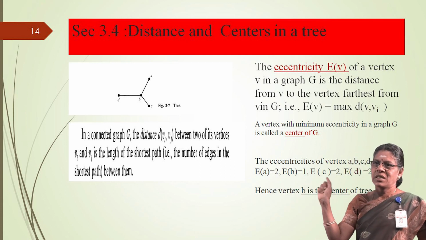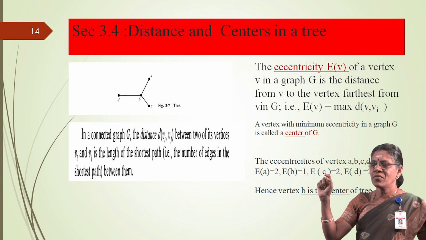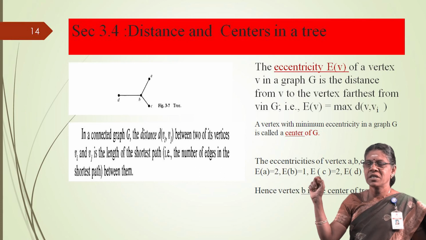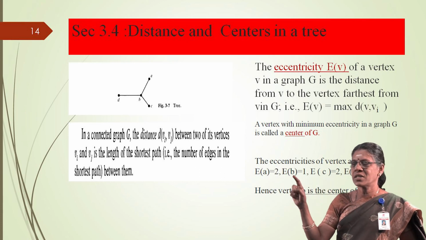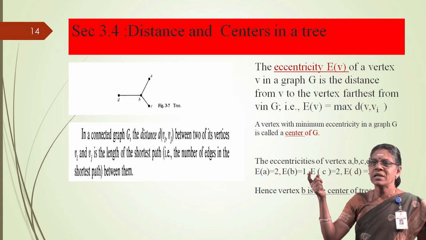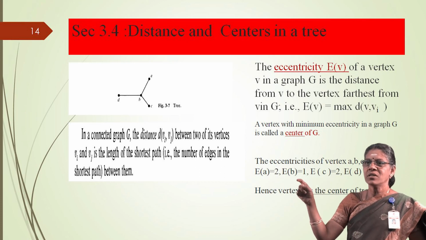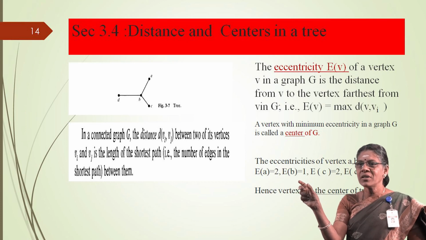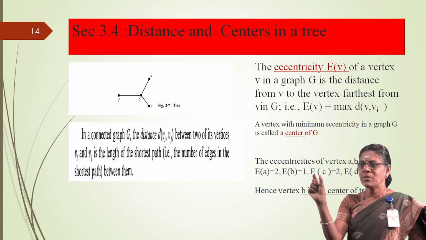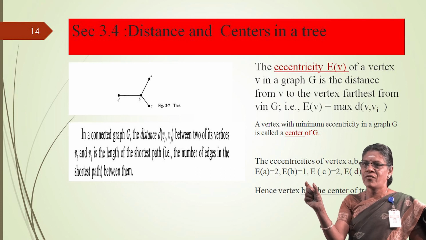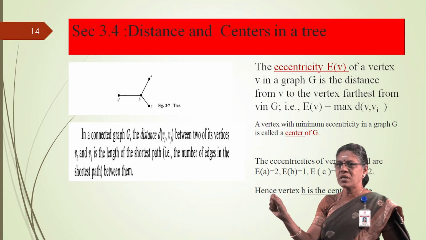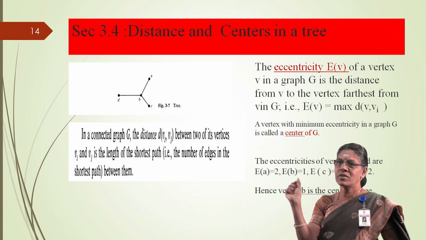Next, the eccentricity of C. To reach C, we have a path with 2 edges. So the eccentricity of C is 2. Similarly, the eccentricity of D equals 2. Hence, what is the minimum eccentricity? Only B. E of B equals only 1. So, therefore, the center is B. The vertex B is the center of our tree.